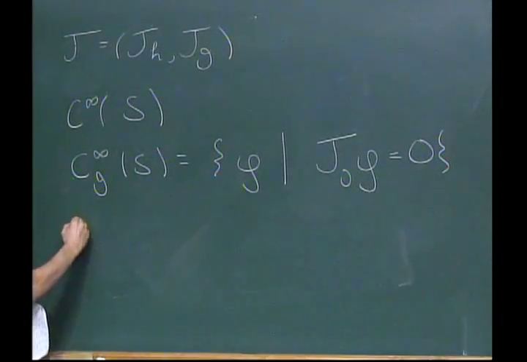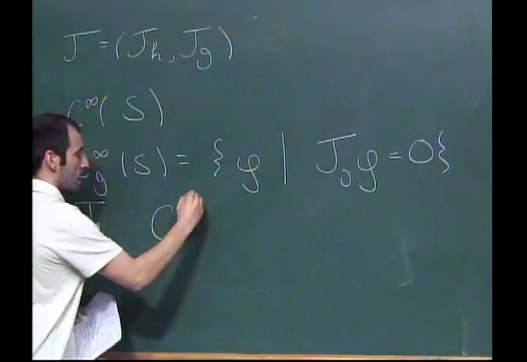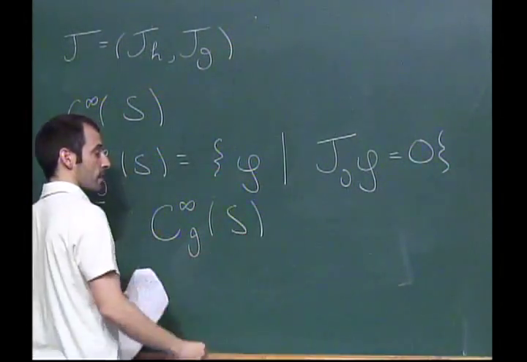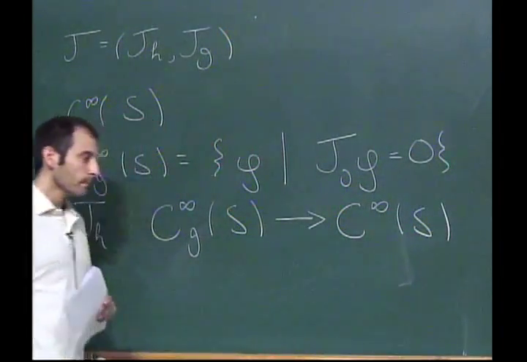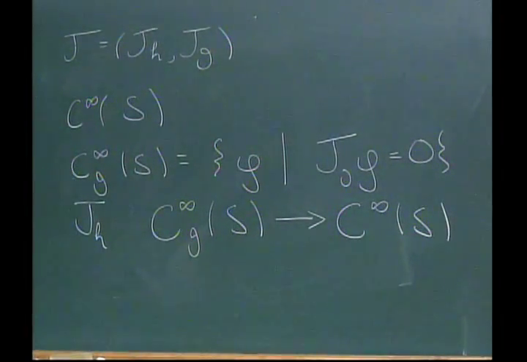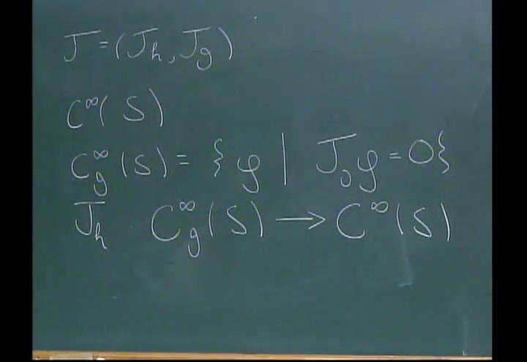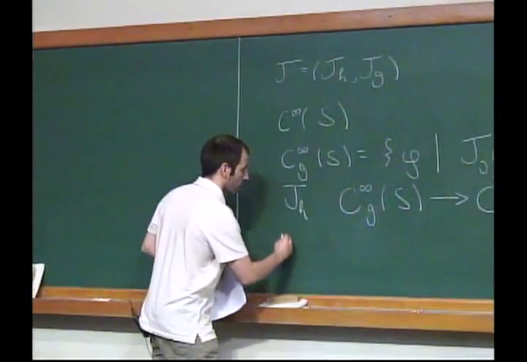We then have a look at JH. Now, JH is a second order linear partial differential operator which sends C theta infinity S into C infinity S. And you can show that the restriction of JH to this space is Fredholm of index 0, self-adjoint, so it's elliptic, so it has a nice discrete spectrum, and you can show that the spectrum is bounded above or below, depending on your choice of orientation.